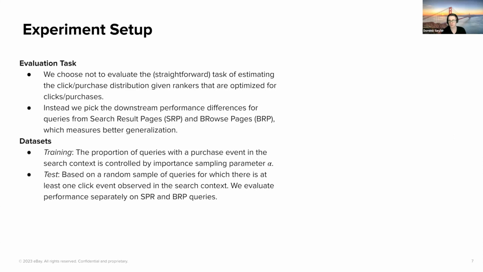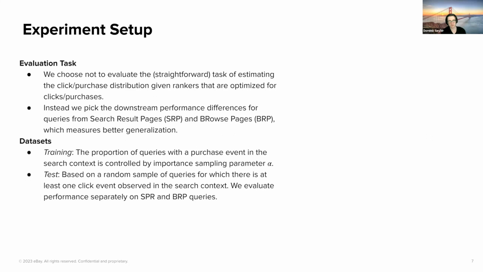and purchase distributions, because the rankers are specifically optimized for these clicks and purchases. And we argue that this is more or less a straightforward task to evaluate. Instead, we pick the more challenging downstream performance differences on queries originating from two different sets, where one set is the search result pages and the other the browse pages. But this means I will explain in the next slide. And we argue that this basically measures a better generalization of the rankers on these different query sets.